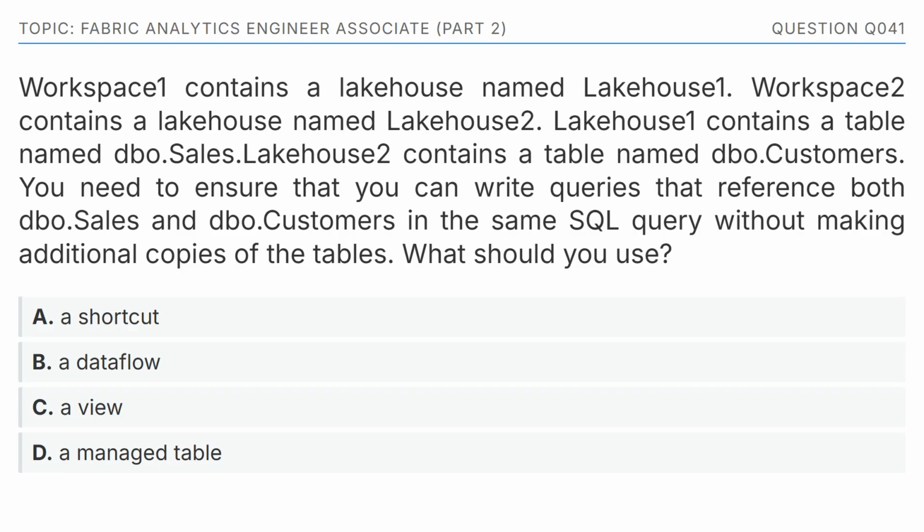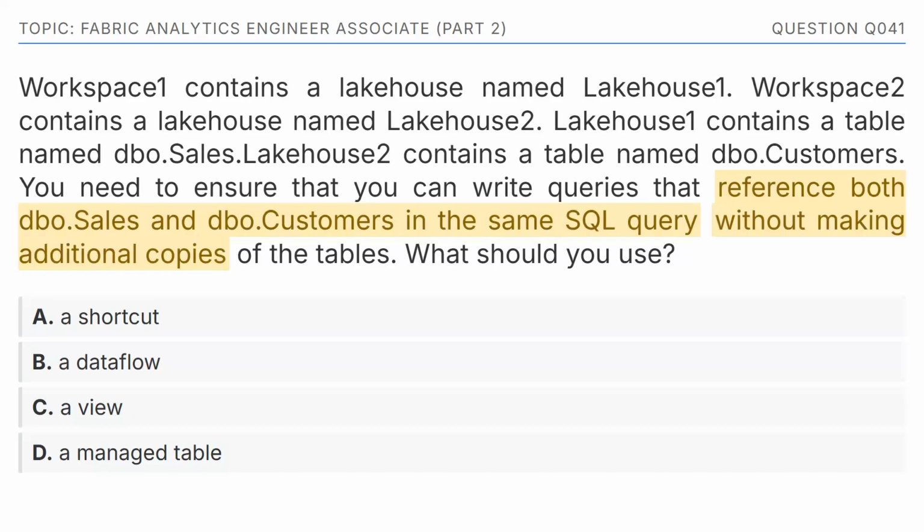What should you use? The options are: Option A, a shortcut. Option B, a data flow. Option C, a view. Option D, a managed table. To arrive at the correct answer, we focus on the keywords: two workspaces, reference both DBO Sales and DBO Customers in the same SQL query, without making additional copies. The correct answer is option A, a shortcut.